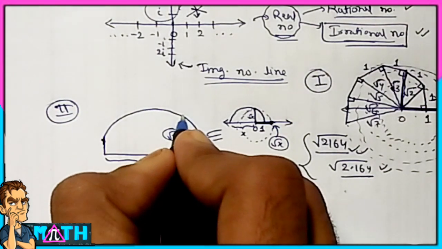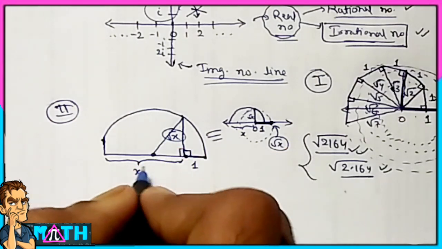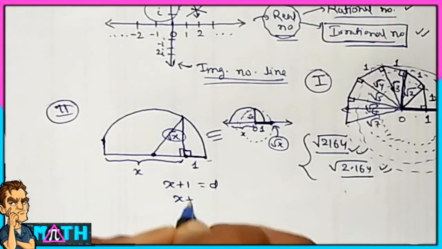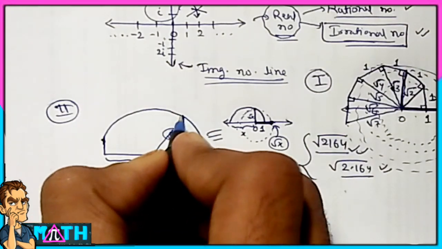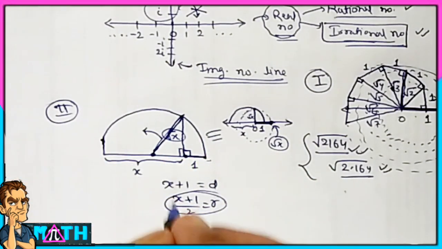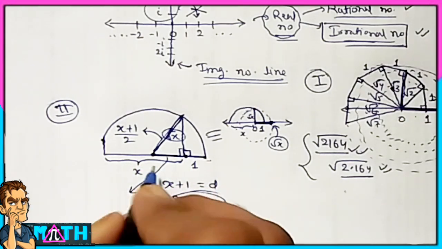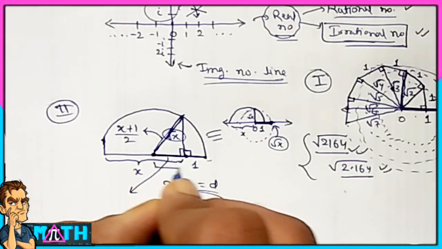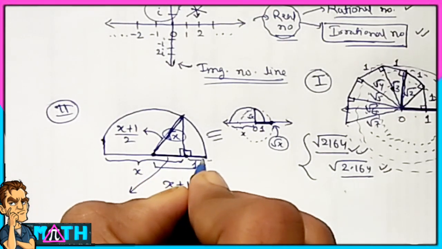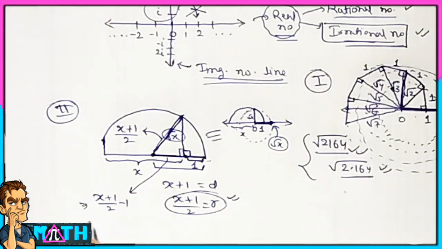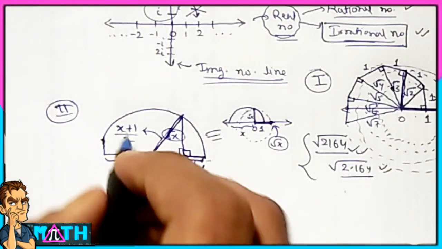For proving this, let's join these two lines, and now this whole length is x plus 1, which is the diameter. So (x plus 1) by 2 is basically the radius of the circle. So this length is what? Basically this is (x plus 1) by 2. And now this length, from here to here, is basically the radius. This is 1. So this length becomes radius minus 1, that is (x plus 1) by 2 minus 1, which is (x minus 1) by 2.